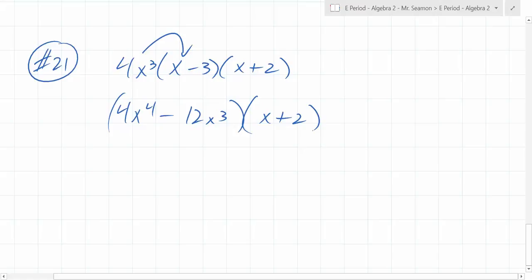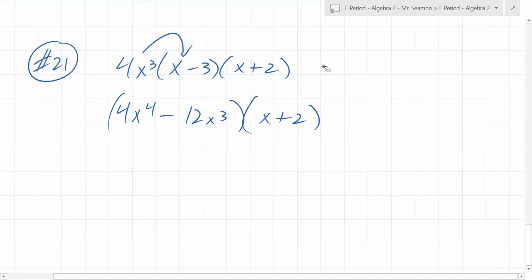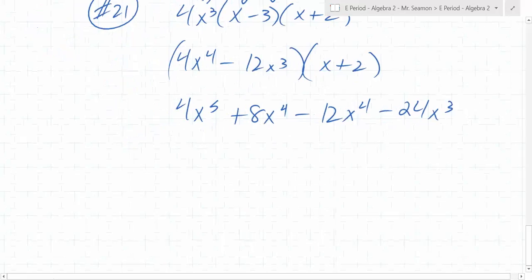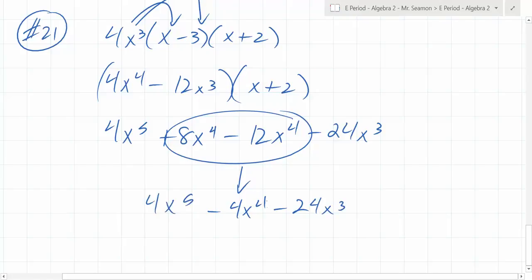Does it matter what order you do the multiplication in? If you have three things multiplied together, could we have multiplied these two together first? Yeah, sure. I like this. I agree with you that this is what I would do. So then you multiply by x, you get 4x to the 5th plus 8x to the 4th minus 12x to the 4th minus 24x cubed. Anything combined in there? How many x to the 4ths do you end up with? Negative 4 of them. And then anything else cancel? No. So here you go. There it is. Is that good?